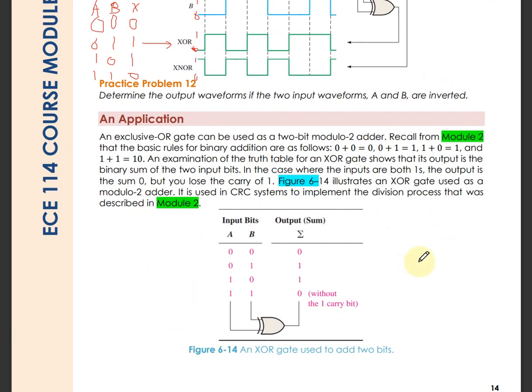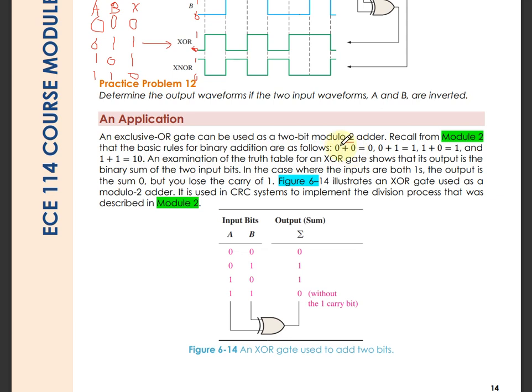Then here is the 2-bit modulo 2 adder that I told you about earlier. This is one of the applications of your XOR. An XOR gate can be used as a 2-bit modulo 2 adder. Modulo 2 means there are only two inputs, no? Recall in our module 2 that the basic rules of binary addition are as follows, no?